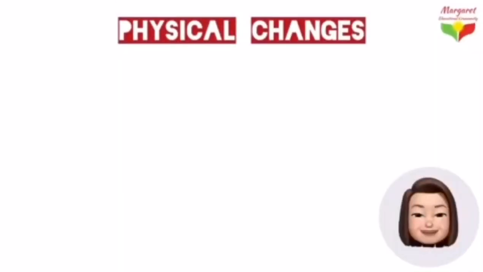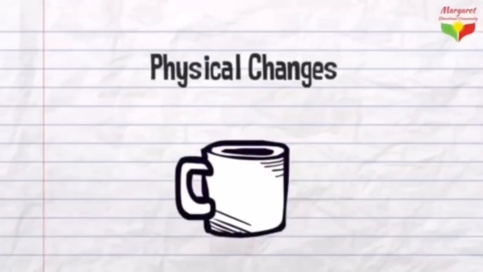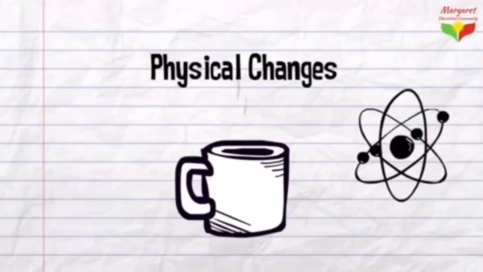Hooray! Now that we have learned about the physical properties, let's have a talk about physical change. What is physical change? Physical changes are changes in appearance only. A new substance is not created and chemical bonds are not formed or broken.